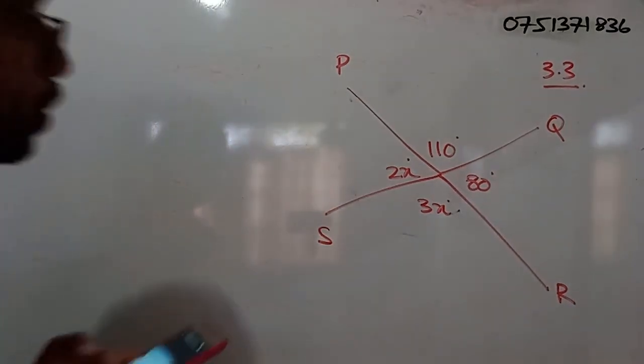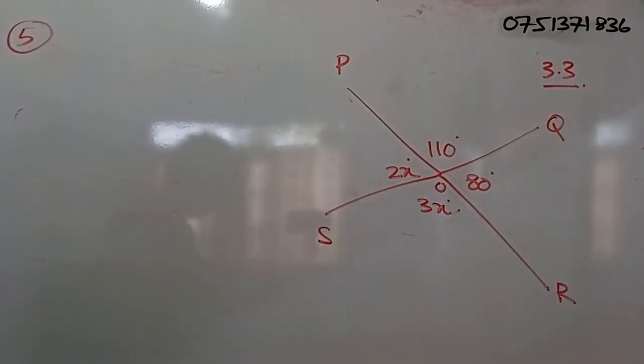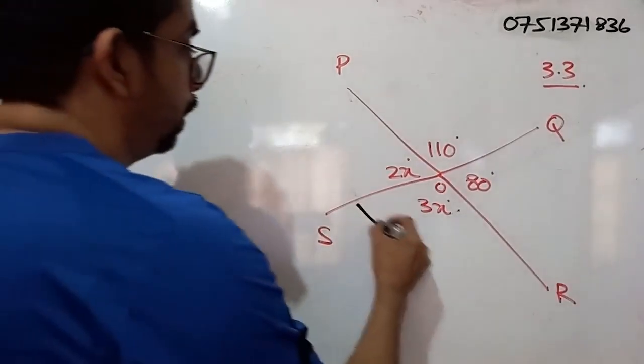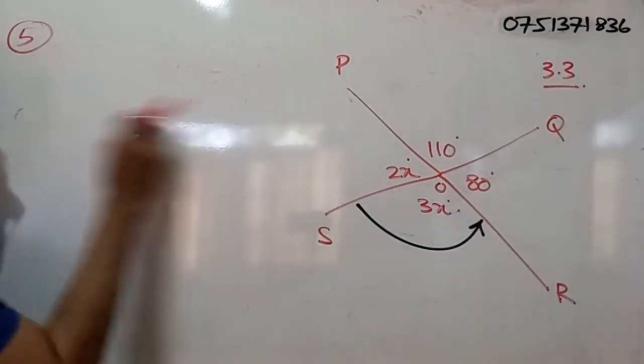Find the magnitude of SOR. Right? So this is O. SOR. So they are asking this angle. This angle is what they are asking. Right. So we will start from here.